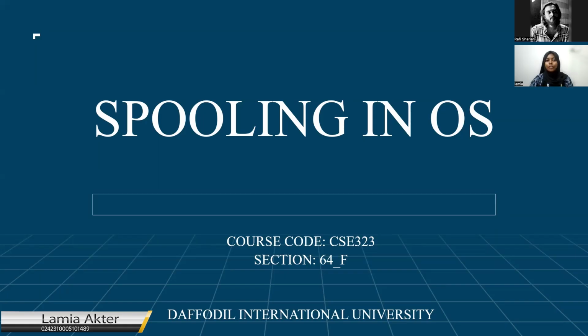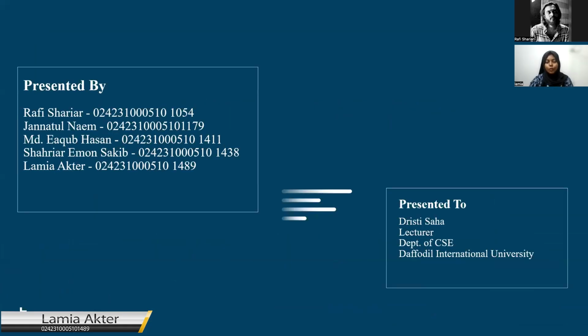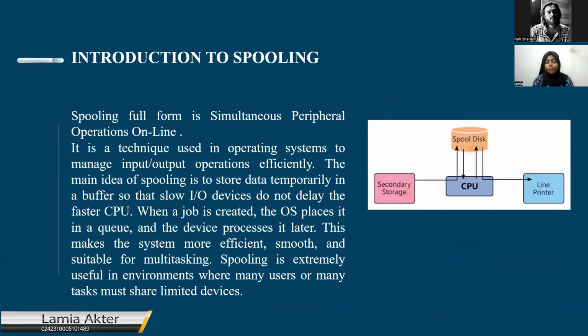Now I am here with my four group members, and here is the introduction of spooling. Spooling's full form is Simultaneous Peripheral Operations Online. It is a technique used in operating systems to manage input or output operations efficiently.